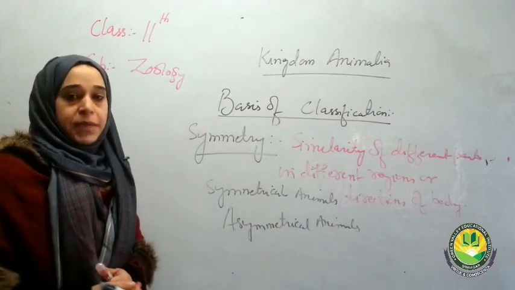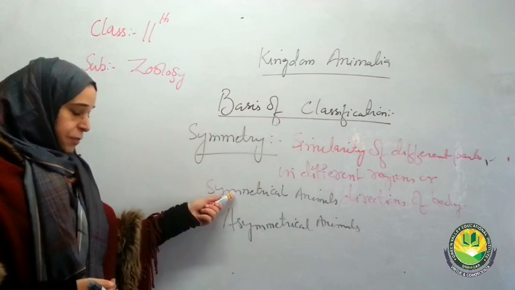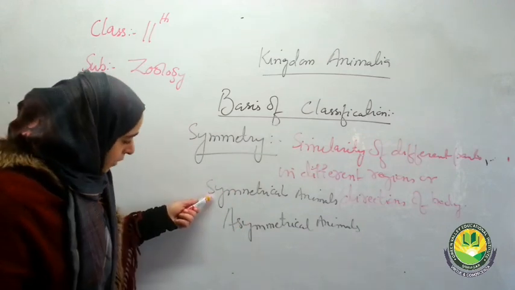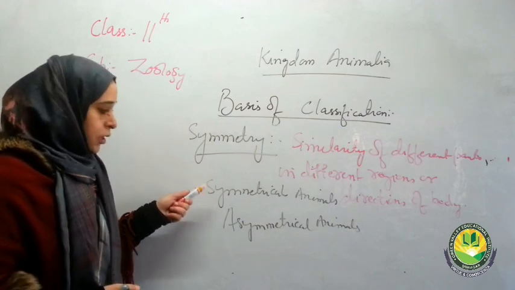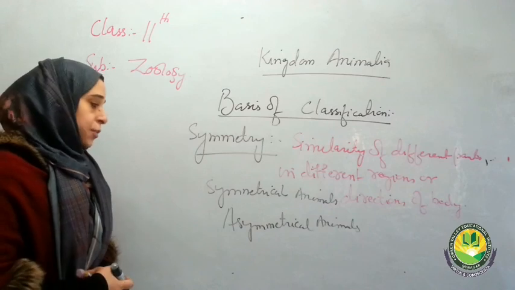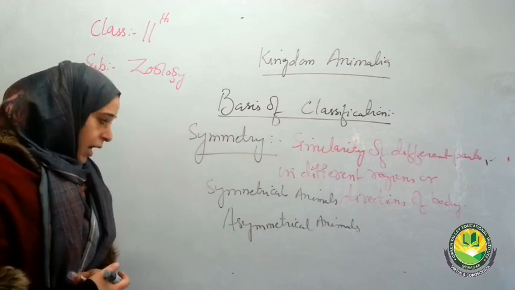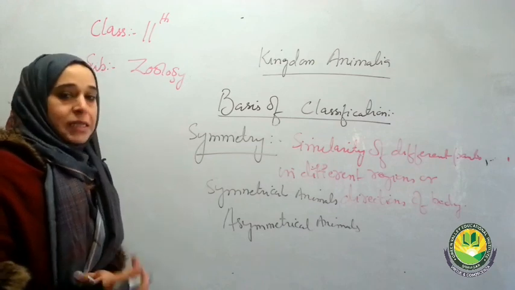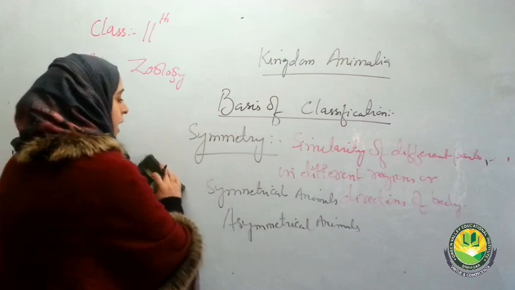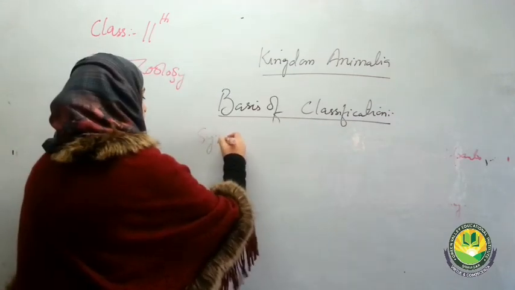That means on the basis of symmetry, we can have two important classes of animals. We have the symmetrical animals and we have the asymmetrical animals. Now, the question here is, if they are symmetrical, what kind of symmetry do they possess? Depending upon the plan of division, depending upon the similarity of how their body parts are, we have different types of symmetrical animals. That means there are sub-categories of the symmetrical animals.